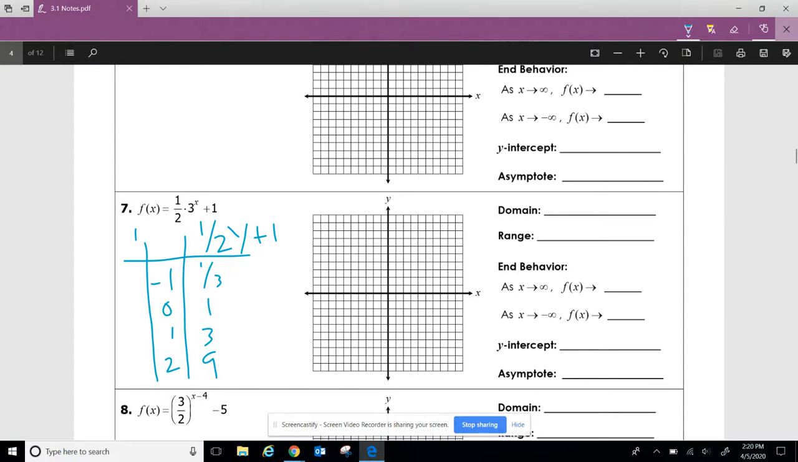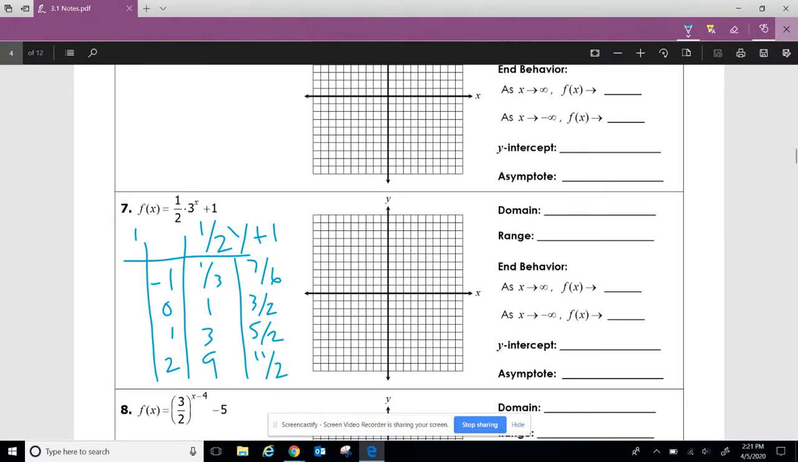So again, this first one's going to be really weird. So 1/2 times 1/3 would be 1/6 plus 1. 1/6 plus 1 would be 7/6. 1 times 1/2 would be 1/2 plus 1. That's going to be 3/2 or 1.5. 3 times 1/2 is 3/2 plus 1 would be 5/2 or 2.5. 9 times 1/2 would be 9/2 plus 1 would be 11/2 or 5.5. So lots of yummy fraction math here.